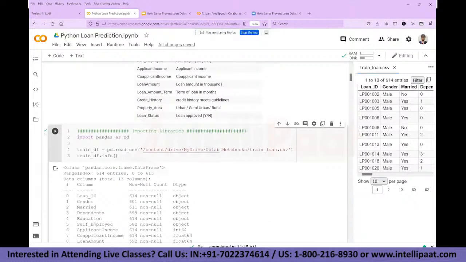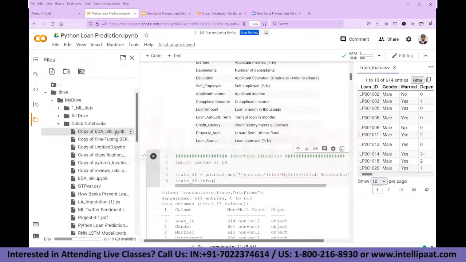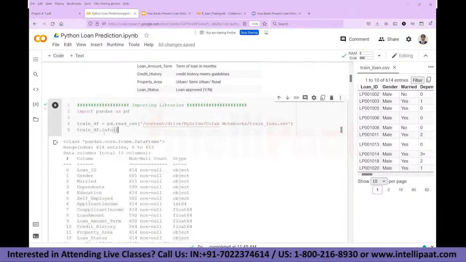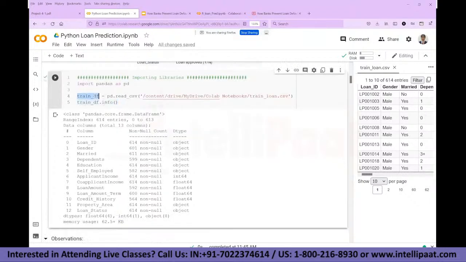So I basically copied my path here. You can copy your path by clicking these three buttons, and you can click copy path, and you can get your path and then put it here, right? And then I can use that .info module to get all the info about my data set. So I loaded my data set into a data frame, and then I call .info, and I get loan ID, gender, and all that.